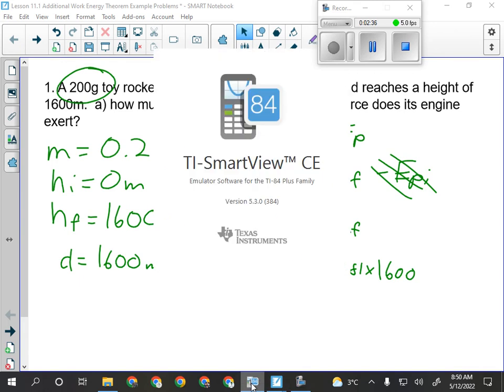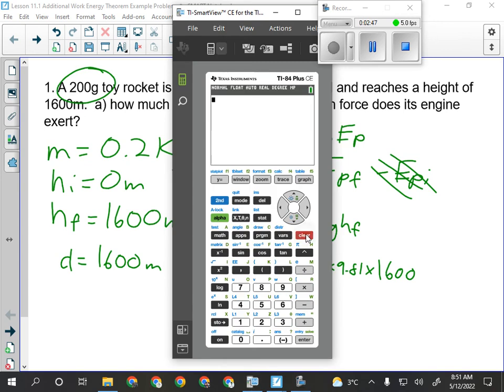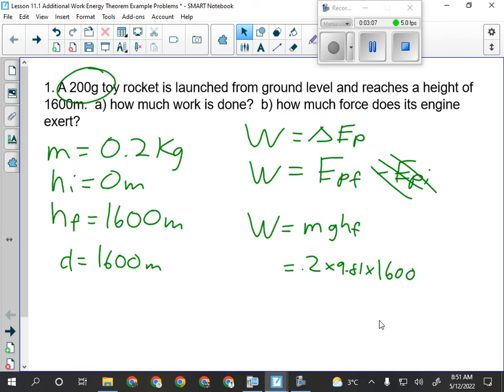I forgot to fire up my calculator. Okay, 0.2 times 9.81 times 1,600. Okay, so we are looking at 3,139.2 joules worth of work being done. Okay, so that would be all we have to do for part A.